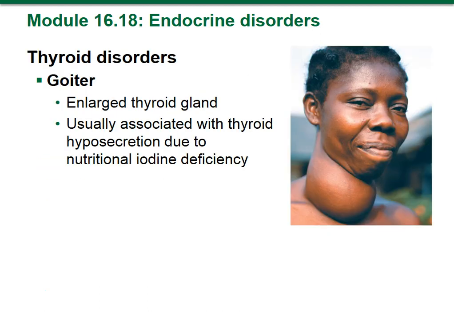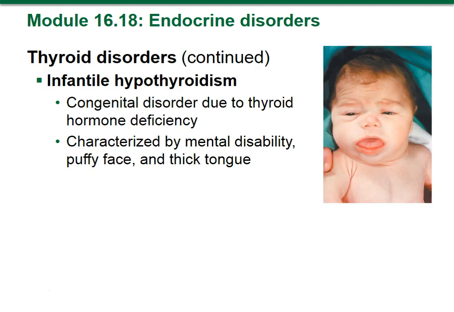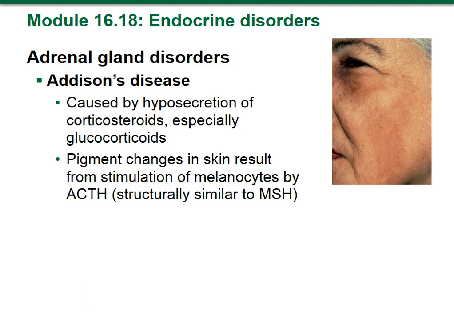Thyroid disorders like goiter, this is an enlarged thyroid gland, will happen if you have thyroid hyposecretion involved with iodine deficiency. In infantile hypothyroidism, this is congenital. It's a thyroid hormone deficiency. Individuals with this will have a mental disability, puffy faces, and thick tongues.